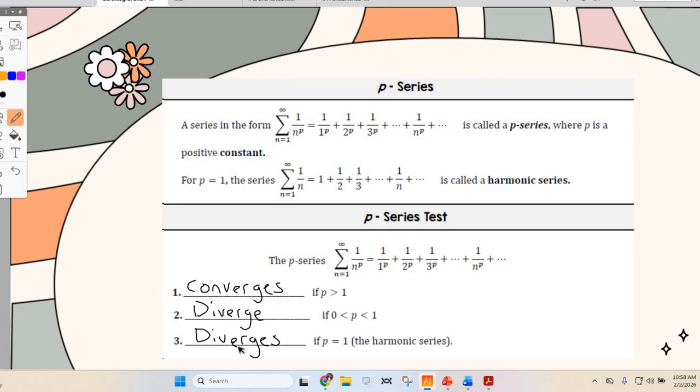Now, if we're talking about divergence, you do not necessarily have to say because it's the harmonic series, you can just say this is divergent by the p-series test. So you don't necessarily have to say by the harmonic series, but it's not wrong if you go ahead. Just don't say it's a harmonic series when it's not. That would be wrong.